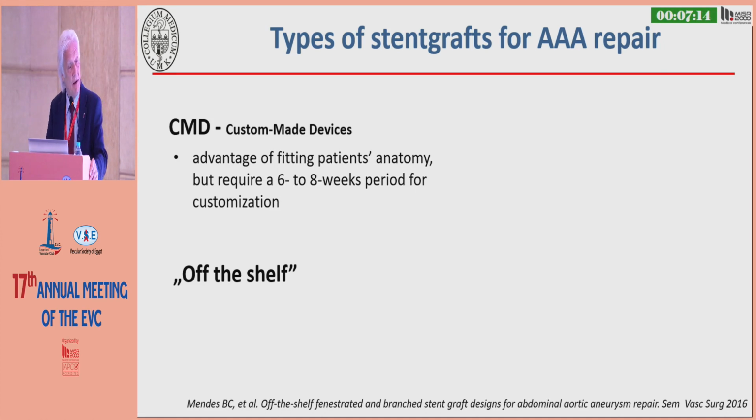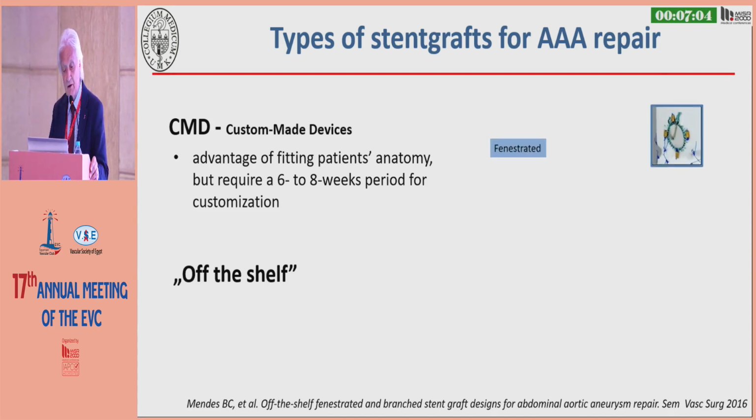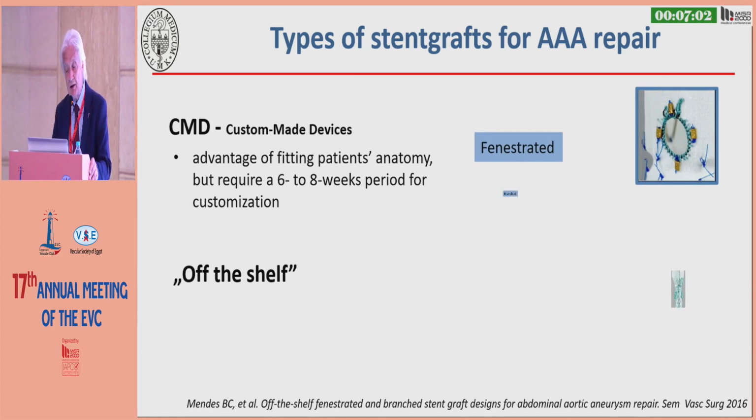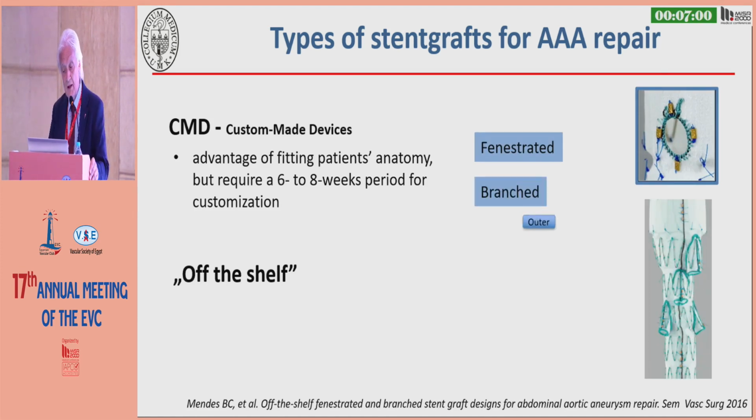The custom-made device has certain advantages like fitting the patient's anatomy, but it requires 6 to 8 weeks for customization and preparing the stent graft. It can be fenestrated, it can be branched, and if we speak about the branch stent graft, it is usually the outer branch or inner branch.